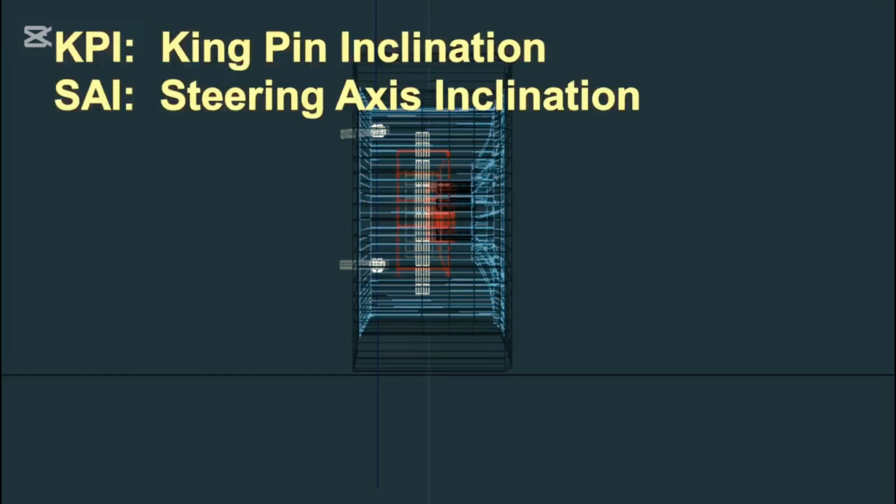Now, one of the ways you can minimize the scrub radius is by adding this angle called KPI or SAI. KPI stands for kingpin inclination and SAI stands for steering axis inclination, and they're both exactly the same thing. All this angle is basically tilting the steering axis. If you're looking at your tire from the front view, this angle tilts the steering axis one way by moving the top ball joint towards the center of the car. And when you do this, you'll notice that now where the steering axis meets the road surface is actually much closer to the center of the contact patch.